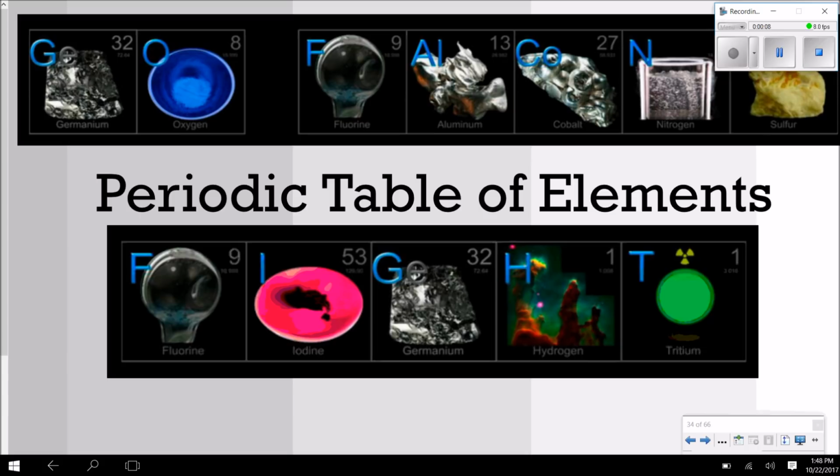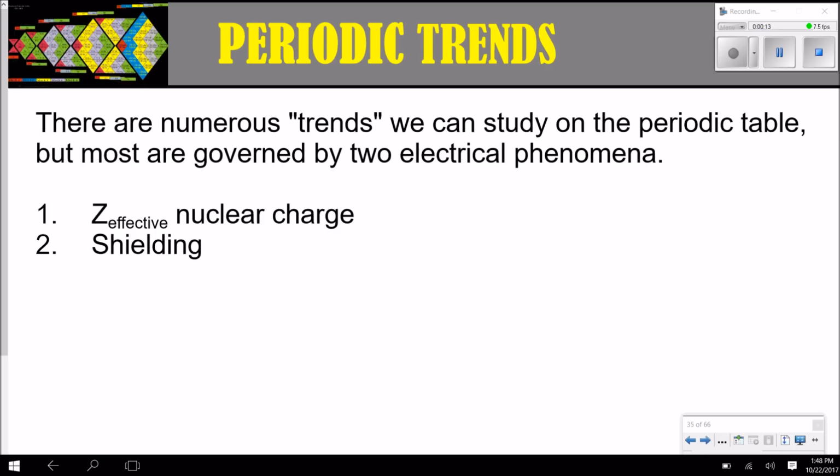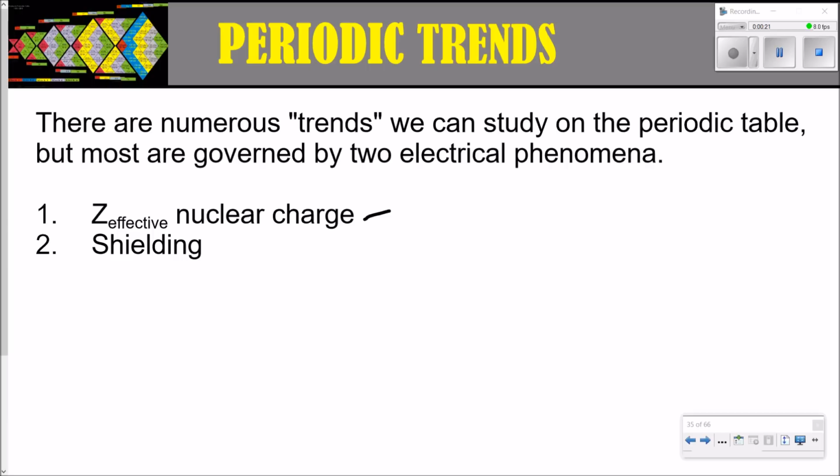In this video, we're going to be discussing periodic trends. There's a lot of trends that we can study on the periodic table, and most of them are going to be governed by two electrical phenomena. The first is going to be Z-effective nuclear charge, and the second one is going to be shielding.